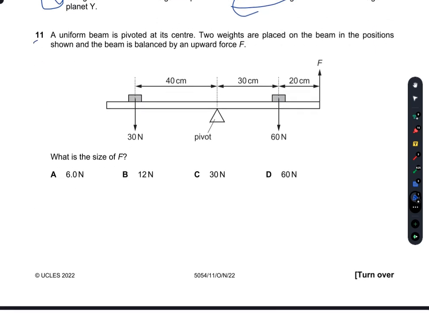Question number 11. A uniform beam is pivoted at its center. 2 weights are placed on the beam in the positions shown, and the beam is balanced by an upward force F. Now what is the size of F? So there are 2 blocks, one of 30 Newton, one of 60 Newton, placed on a pivot which is balanced here. So now if I check, this F is responsible for the anti-clockwise motion, whereas this 30 Newton force and this 60 Newton force are responsible for the clockwise motion.